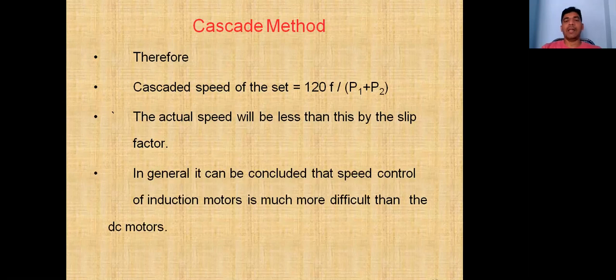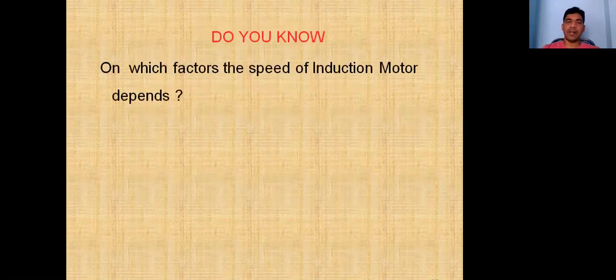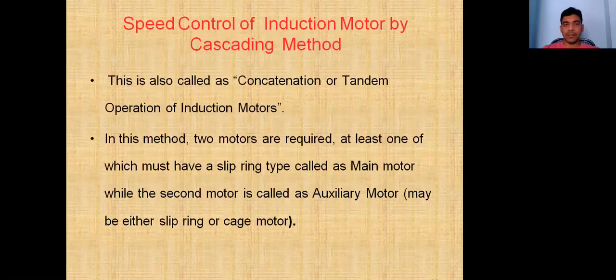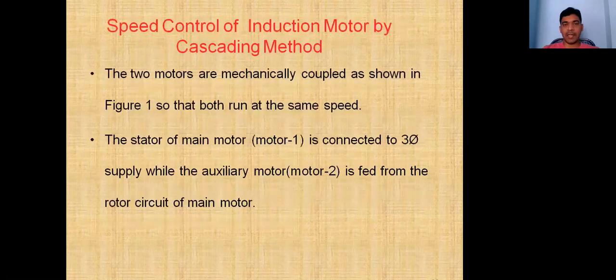In general, it can be concluded that the speed control of an induction motor is much more difficult than a DC generator. So, the formula for speed of the induction motor is N equal to N S into 1 minus S. Cascading, we have already seen the cascading connection.